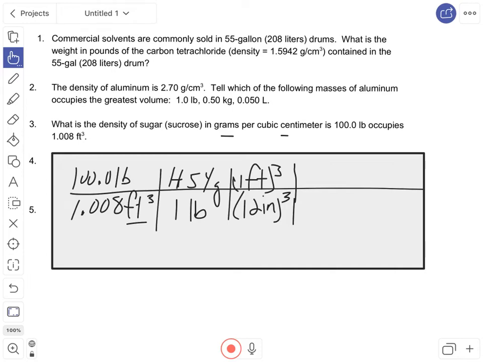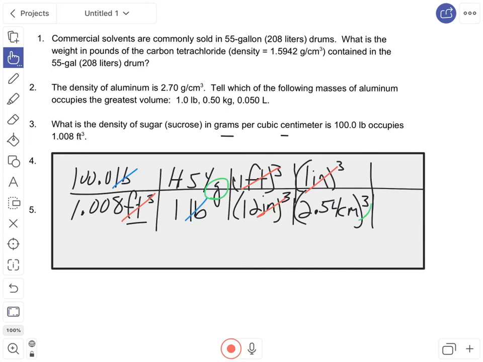However, I do know that 1 inch is equal to 2.54 centimeters. And I know that if I cube 1 inch and I cube 2.54 centimeters, I'm going to get to my answer. If we look quickly at labels, pounds cancel pounds, cubic feet cancel cubic feet, cubic inches cancel cubic inches, and so our answer will be in grams per centimeter cubed.